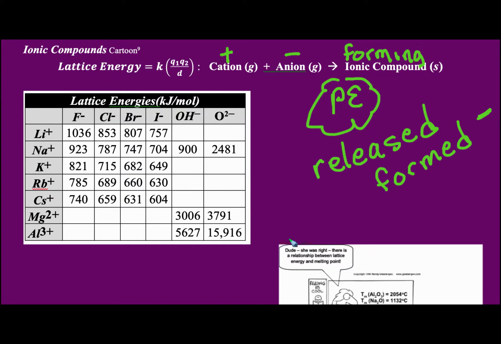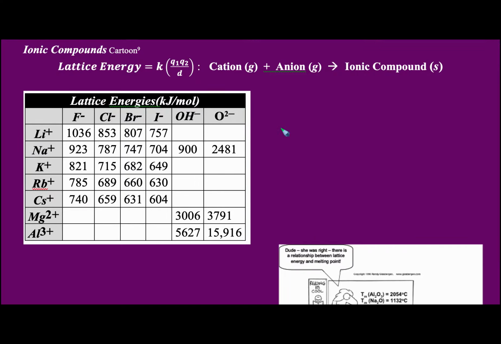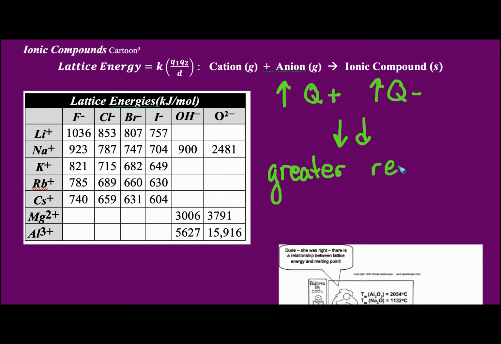We can also look at the energy that it takes to break these. If you have more energy released, it takes more energy to break, and you're going to have an increased melting point. Okay? So if we look at Coulombic attraction, remember if you increase your charges, we're looking at positive and negative, or decrease your distance, you're going to have a greater energy released. The lattice energy will be more negative or lower.